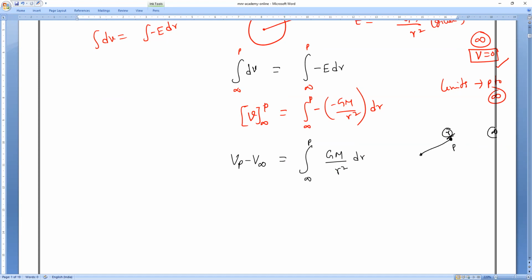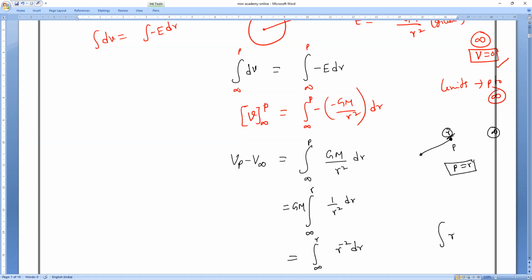R, and the other one is infinity. So P is equal to what, guys? Everyone, limit. P is equal to R. So integration from infinity to R. Gm is constant, so I will take it outside. What is remaining? 1 by R square into dr. So I will write this as integral from infinity to R of 1 by R square, R power minus 2 dr.